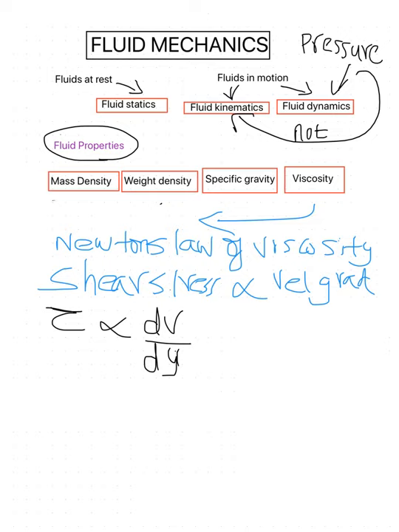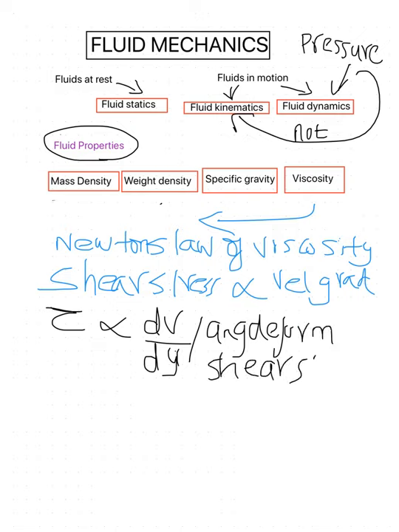Okay. Now in other words, we could also state Newton's law of viscosity as that law which states that the shear stress is directly proportional to velocity gradient or angular deformation. So either velocity gradient or angular deformation or shear strain rate. Not just shear strain, it's a rate of shear strain. Okay, so shear stress is directly proportional to dv by dy.